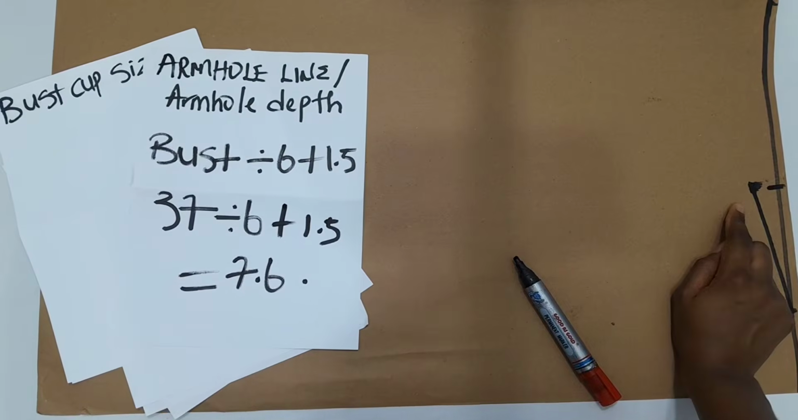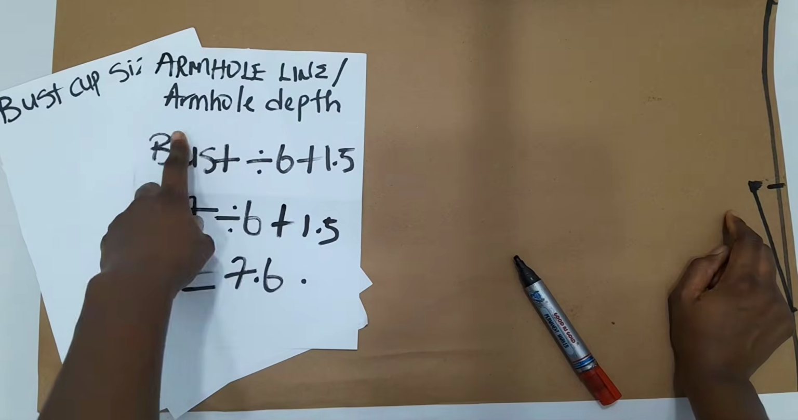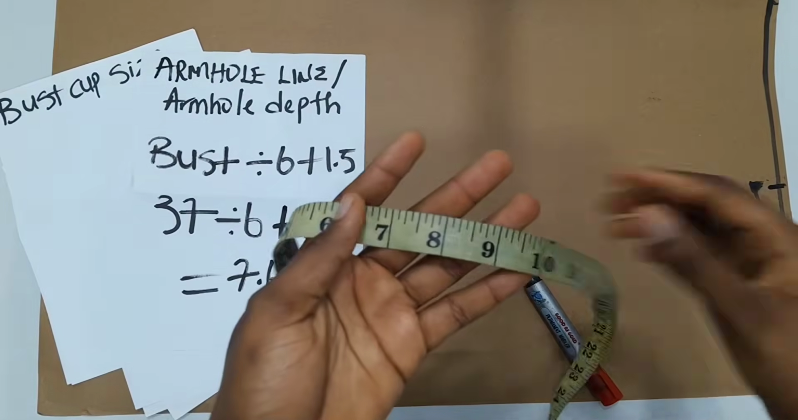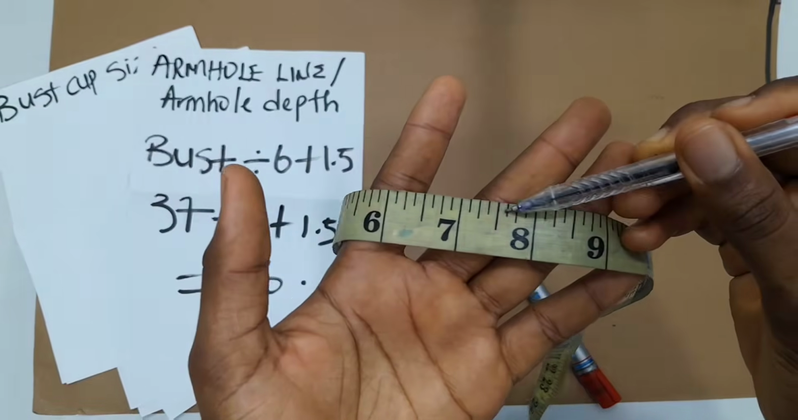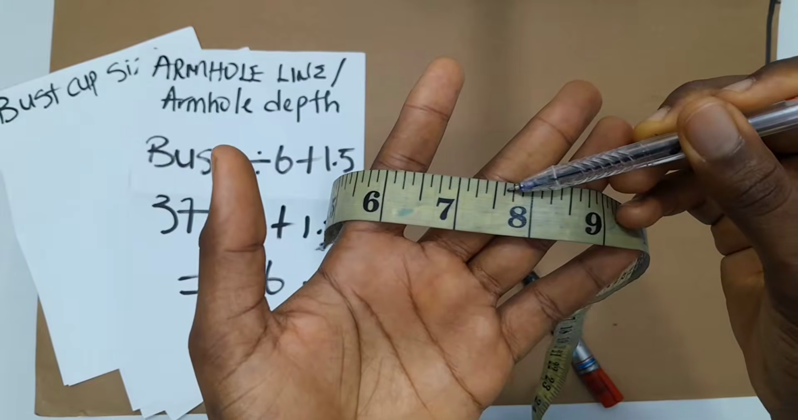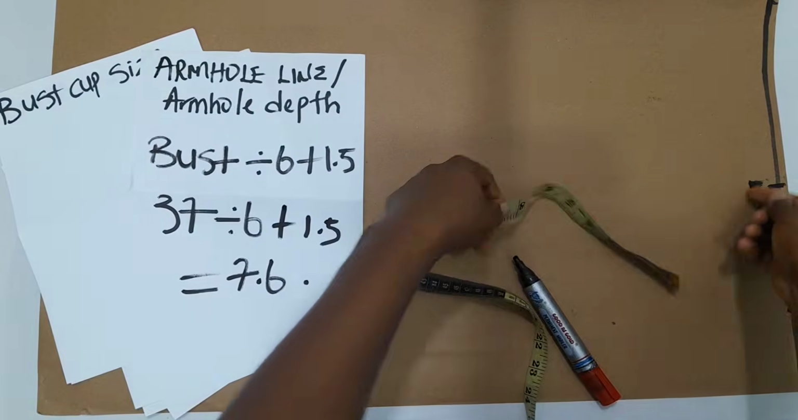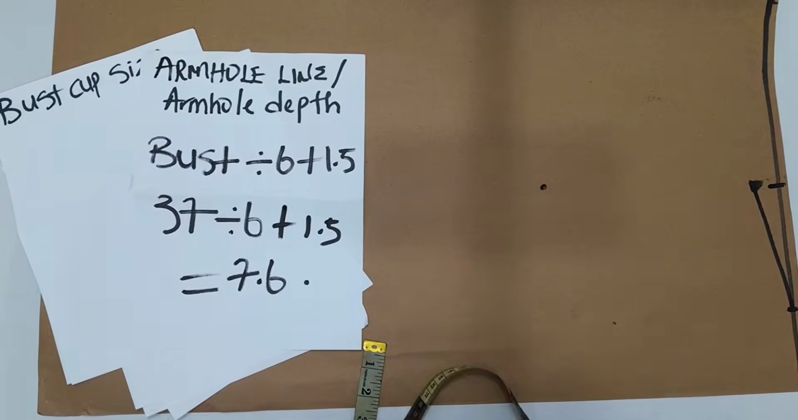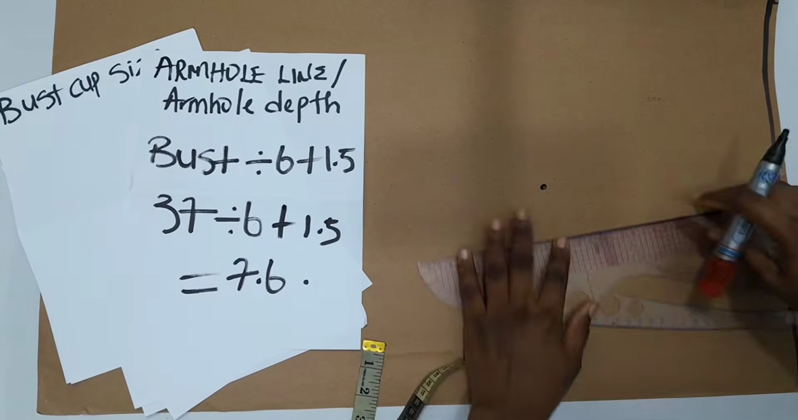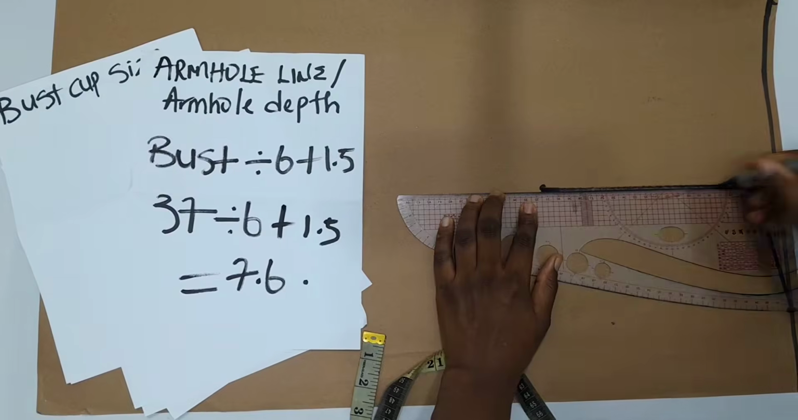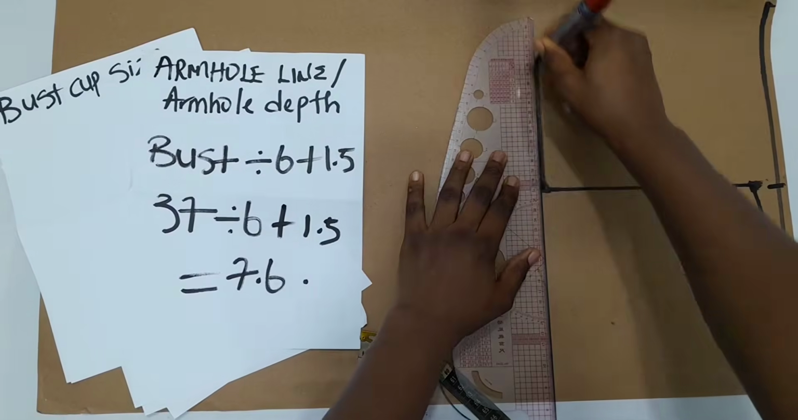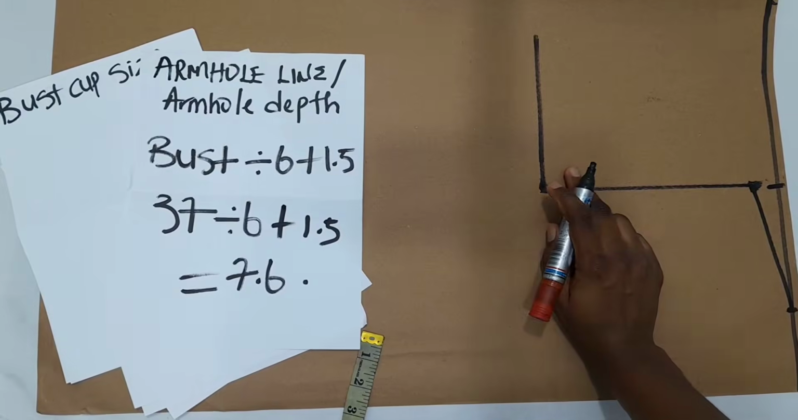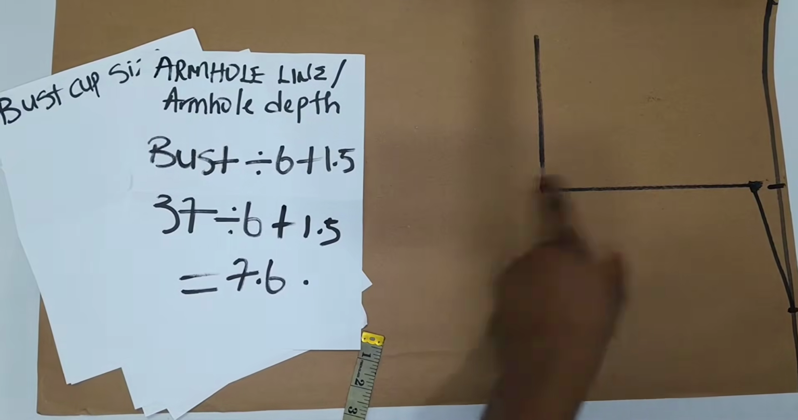So now at this line, this is where I'm going to mark out my armhole depth as 7.6. Okay, so 7.6 on my tape is somewhere around here. So now I'm going to take these measurements and mark it out right here like this. All right, so from this point, I'm going to connect upward just like this, and I'll connect outward like this. So this becomes my armhole line, and this is my armhole depth also.